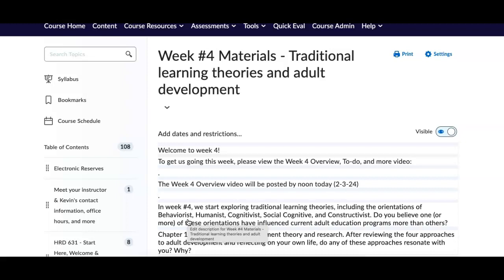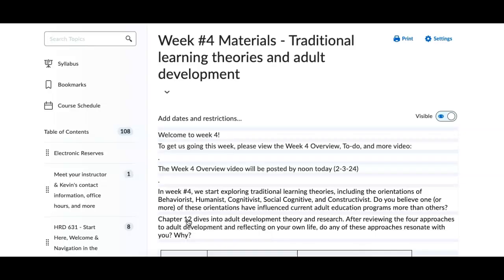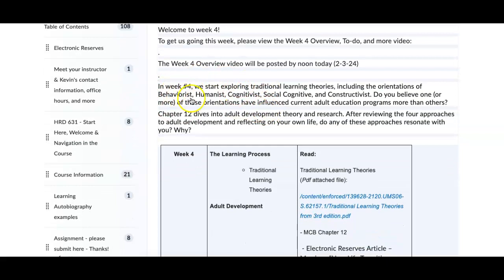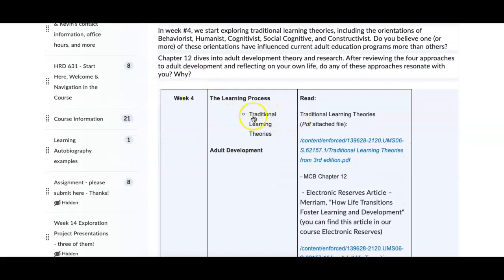I want to just say out of the chute, it depends on the context of the learning. But I'm really interested in your opinions on this, and you'll have an opportunity in the discussion forums. So, week number 4, we have traditional learning theories.